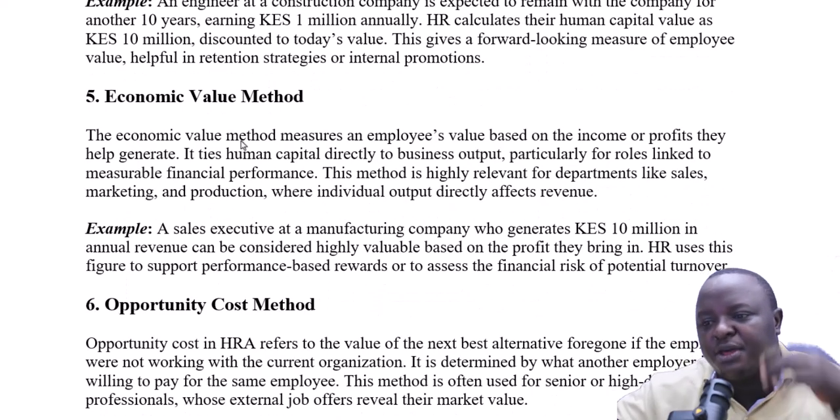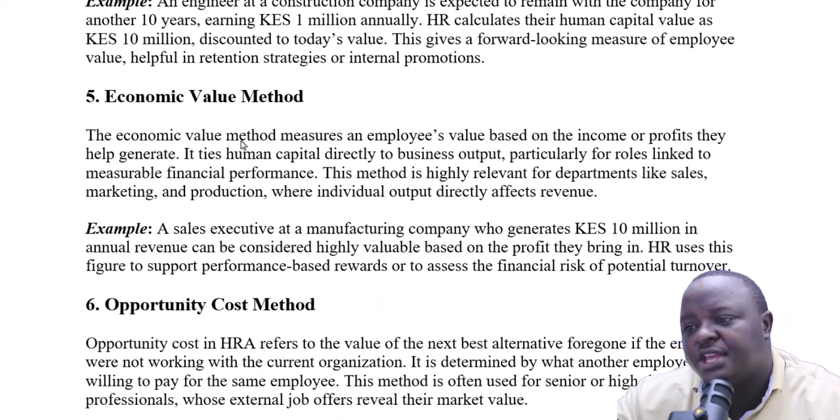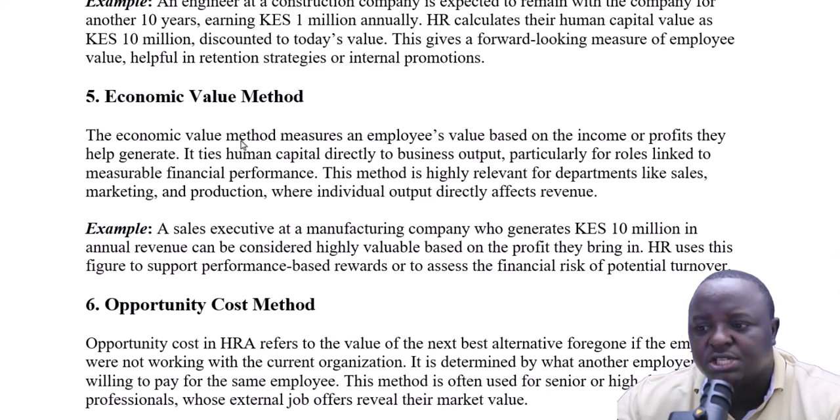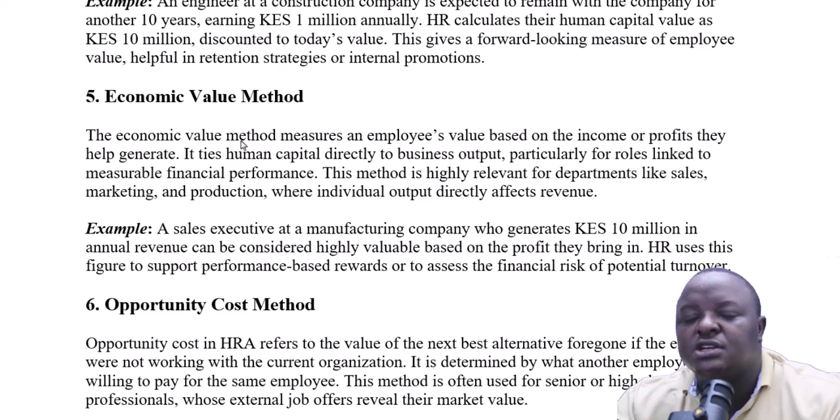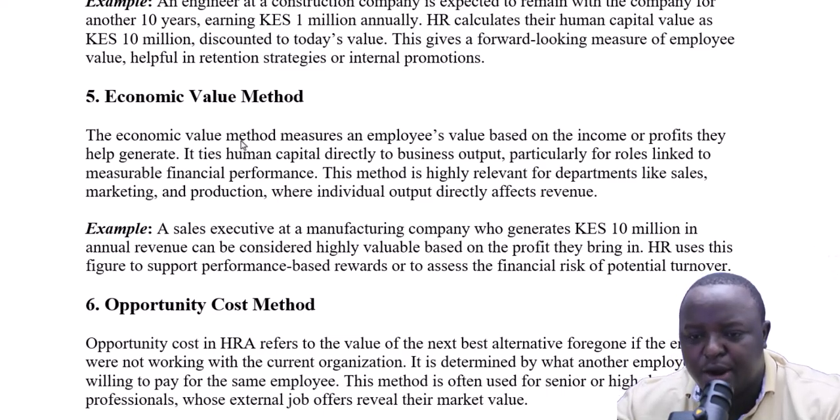The fifth method is the economic value method. The economic value method measures an employee's value based on the income or profits they help generate. It ties human capital directly to business output, particularly for roles linked to measurable financial performance. This method is highly relevant for departments like sales, marketing, and production, where individual output directly affects revenue. In other words, we are quantifying and looking at what the employee is earning compared to how much contribution this employee is bringing forward.